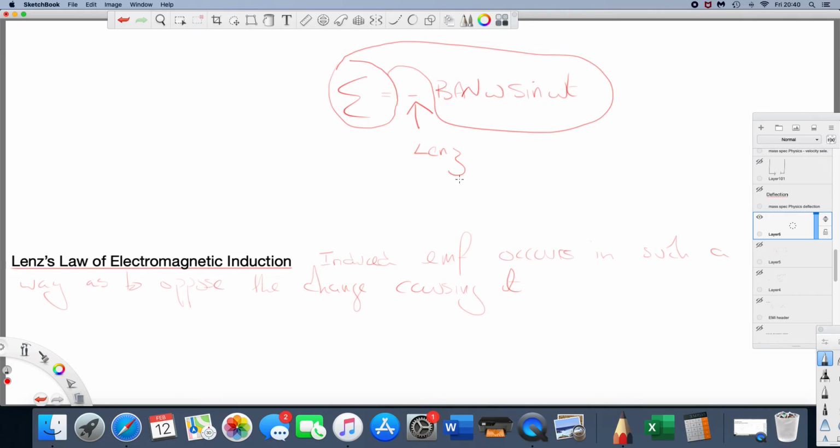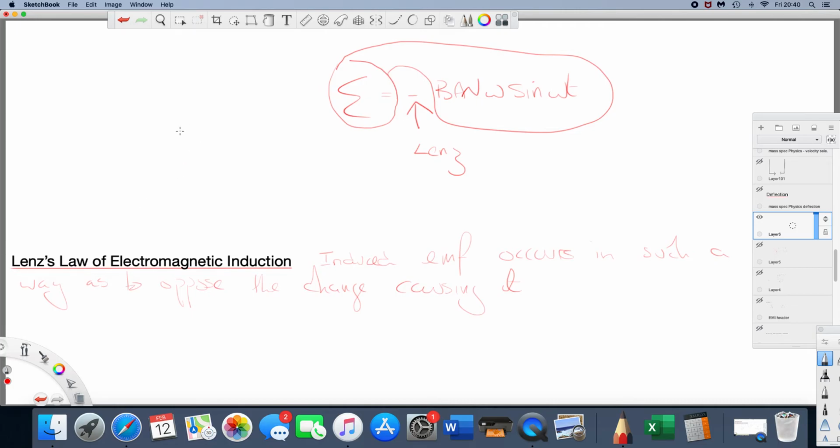So our induced EMF is proportional to the rate of change of flux linkage, and it always acts in such a way as to oppose the change causing it. Now, there's an obvious conservation of energy point in this.